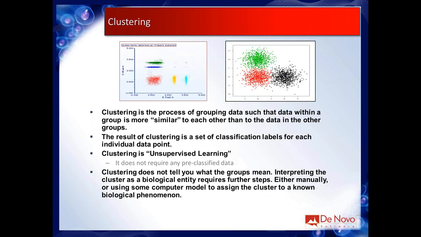Okay, hi. So we're going to move on to clustering now. At a very high level, clustering is just a process of grouping data so that all the cells or all the data points in one group are the most similar to each other. They're more similar to each other than to the data in any of the other groups.